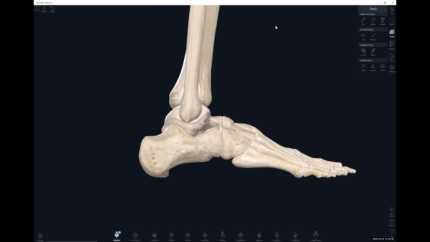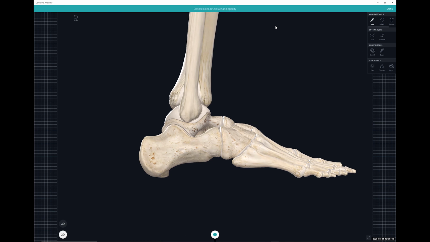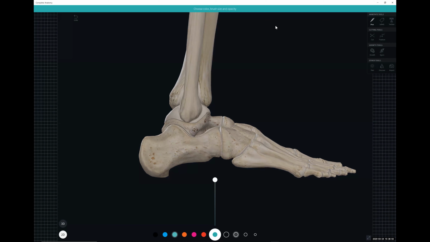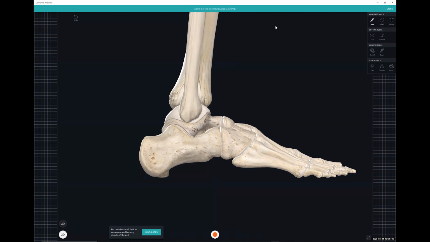Now, when we look at this laterally, again, I can see my calcaneus. I can see my talus. And now I have another bone here. This is my cuboid.